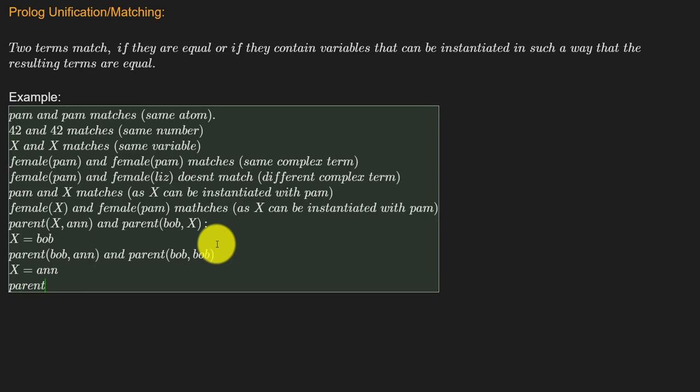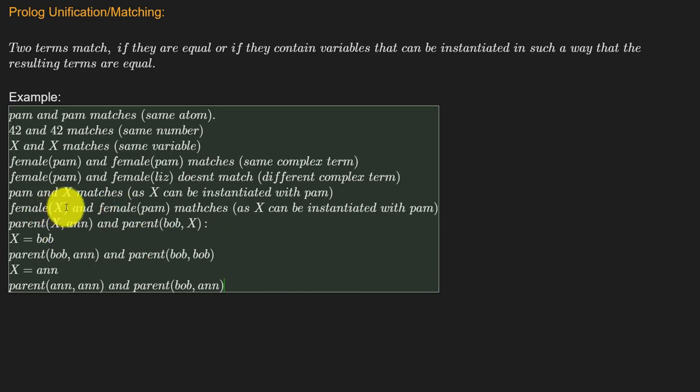So the first one will become parent(n, n), right? And the second one will become parent(Bob, n), right? So again, they are not matching over here. Okay, so we got a fair idea about how two terms match, right?